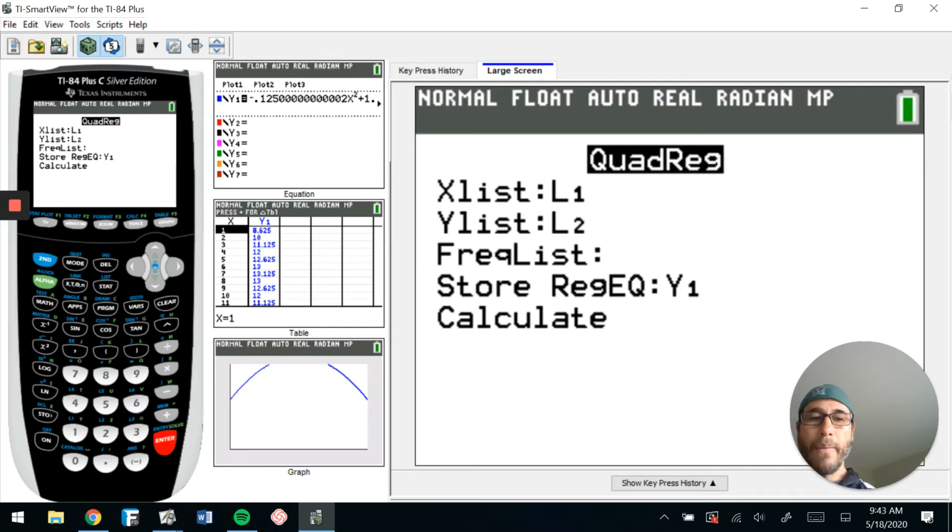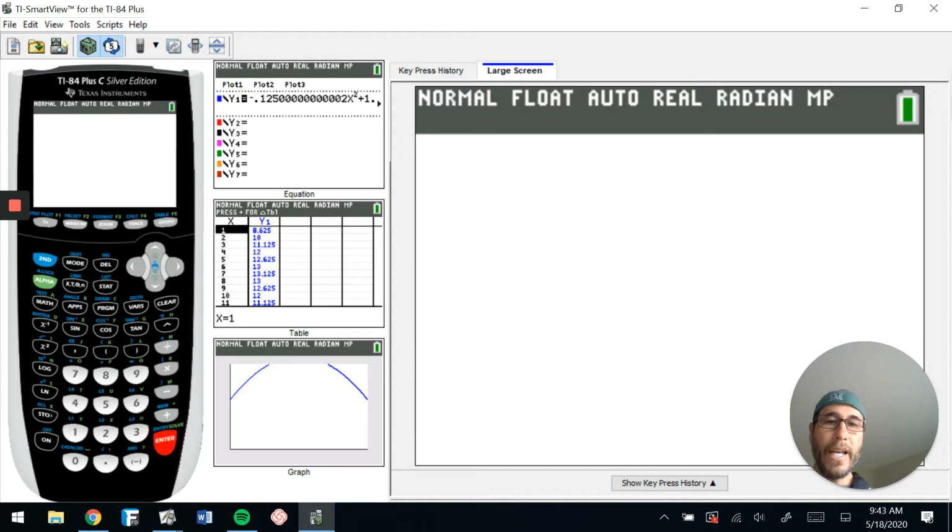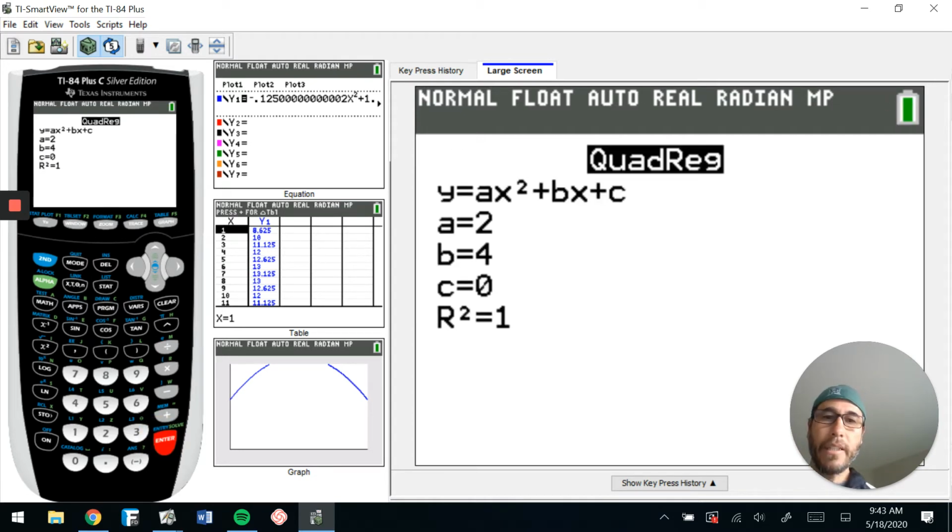Alpha, trace, and store it in Y1. Now, some people may not have this new version in their calculators. If you don't, make sure you come in early tomorrow, and I'll show you guys how to do it in maybe like the 83 calculator. Okay, we hit enter. We hit enter again. And booyah! There it is.